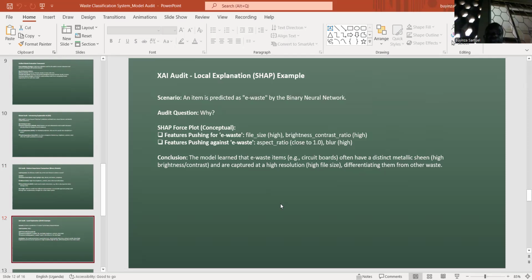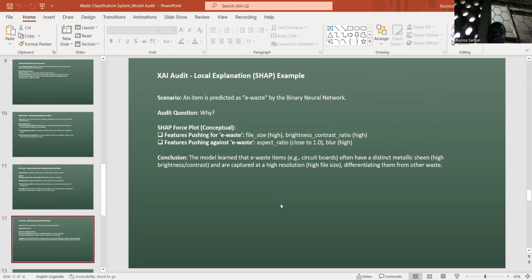Then we look at the XAI audit, that is for the local explanation. Example scenario: an item is predicted as e-waste by the binary neural network. So the audit question is why? When we come to the local explanation, it comes to features pushing for e-waste, where the file size is put in consideration, the brightness contrast ratio that is majorly high, and the file size is also high.